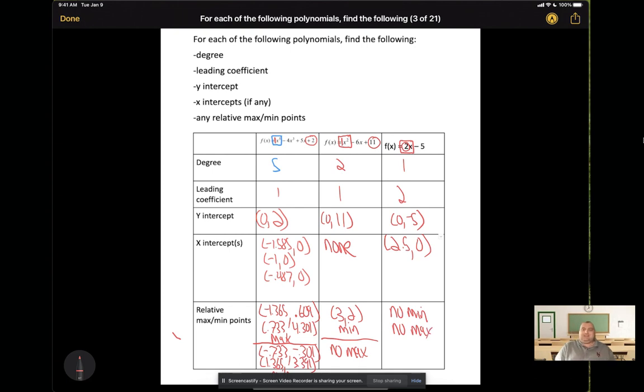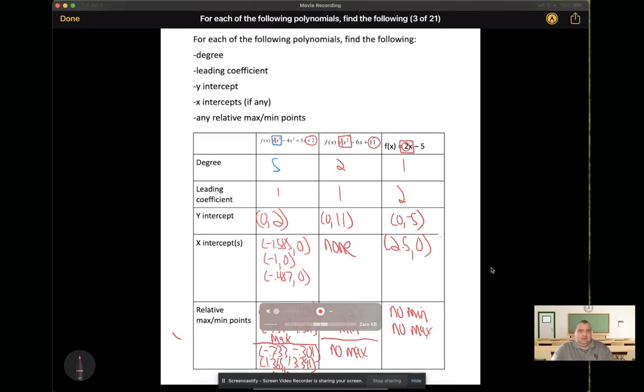And we can say that confidently because it's linear. A straight line doesn't have a high point or a low point. In order for there to be a high point or a low point, there would have to be some sort of curve in the graph. Okay. And that is it for this lesson.